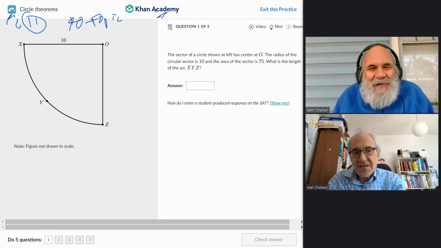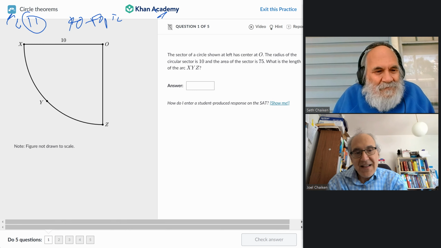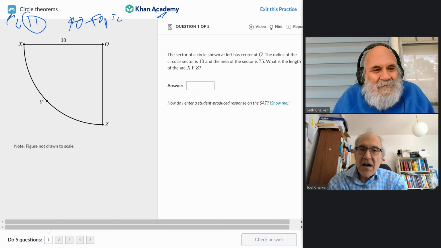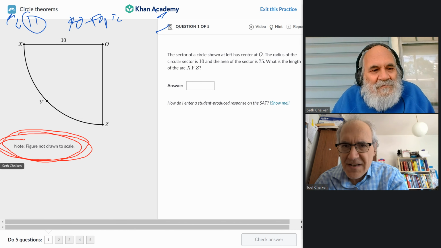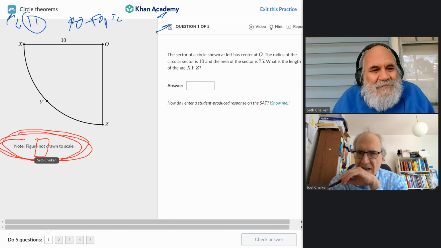Please read it, pause it, and come back. The sector of a circle shown at left has center O. The radius of the circular sector is 10, and the area is 75. Oh yeah, this is not that easy. What is the length of the arc? The area is 75. There's no pi in this thing? Wow. And it's a no calculator section? Figure not drawn to scale? Oh, I guess the pi's all cancel.